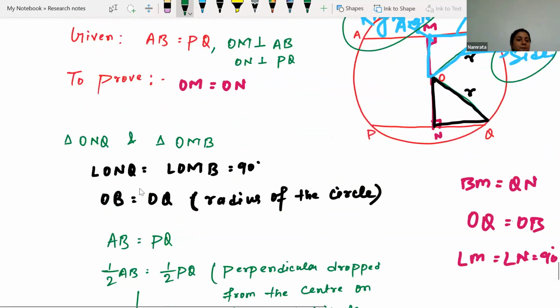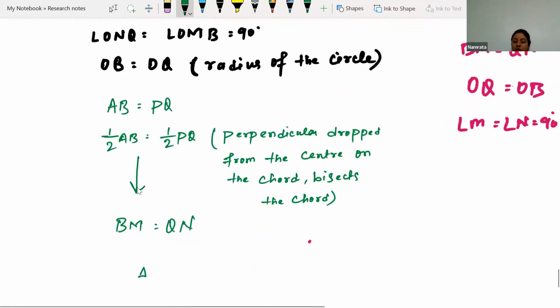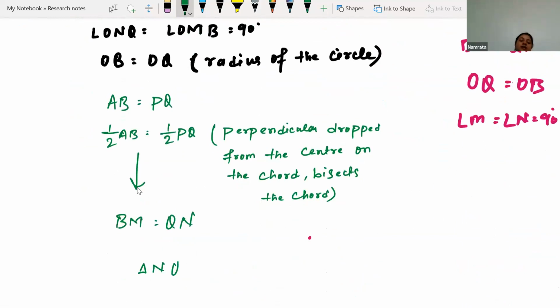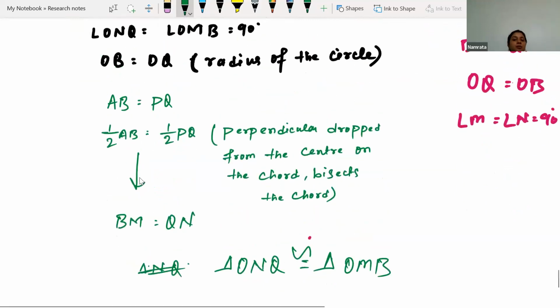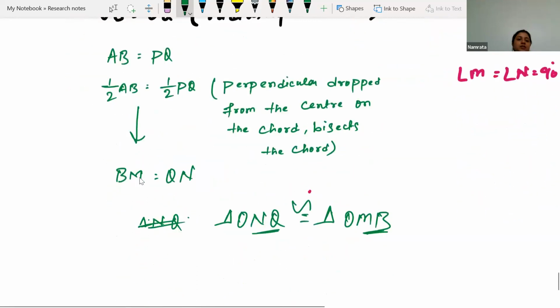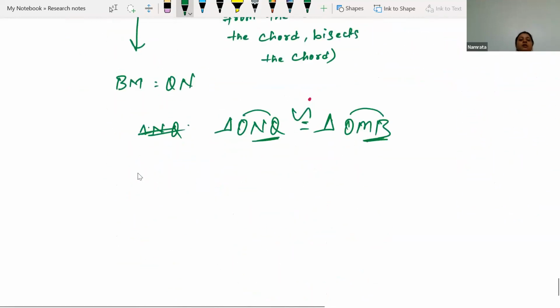So here we have triangle ONQ is congruent with triangle OMB. Let me check whether I have written the names properly. BMQN, yes. OB is equal to OQ. Angle, and yes. So the names I have written properly over here.